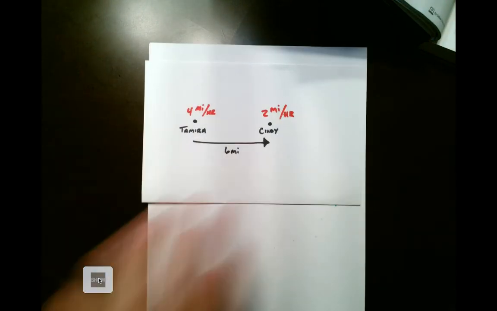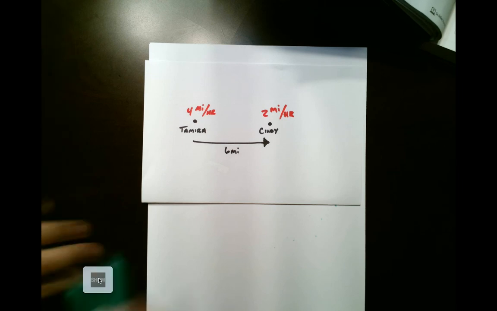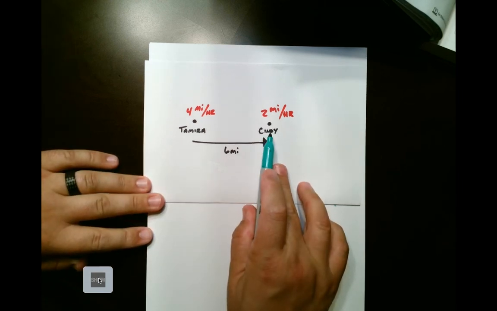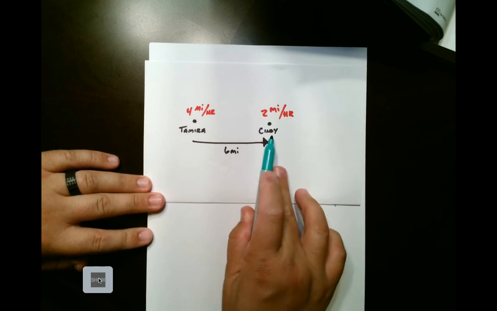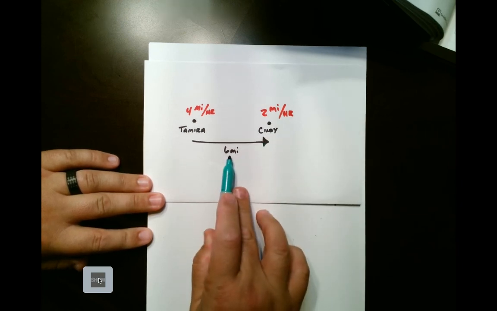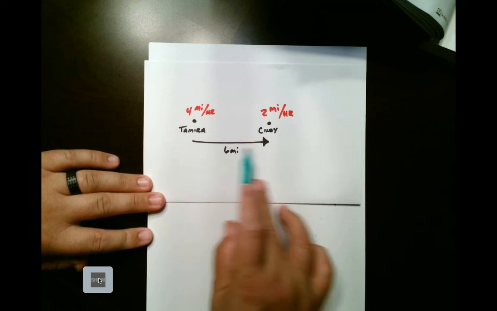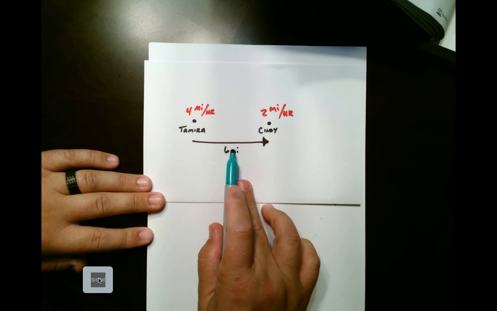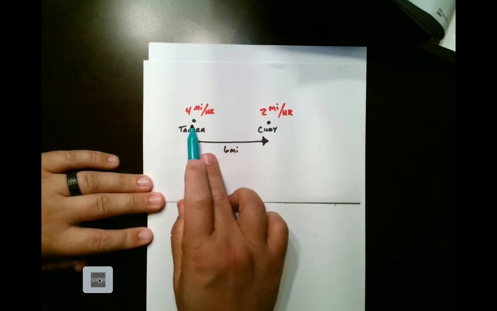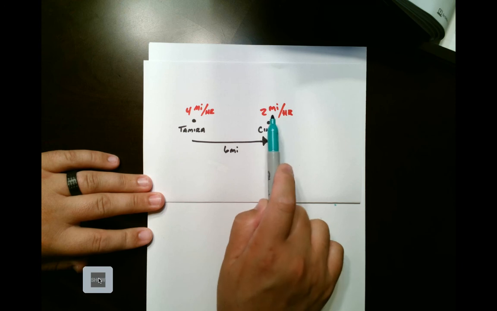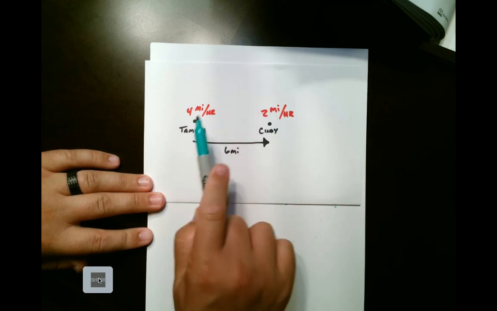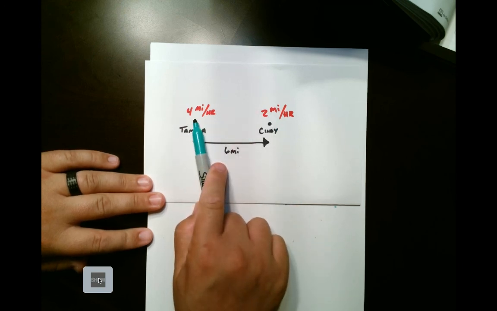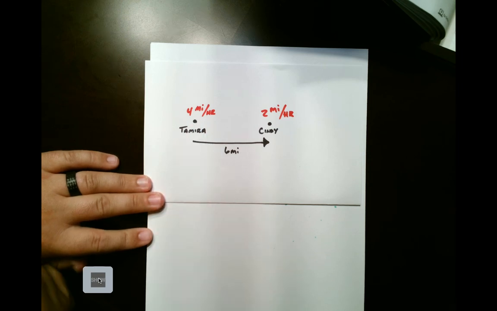I've just drawn a little bit of a picture. One of the first parts of it was that Cindy was 6 miles ahead of Tamara. I don't know why I have such a hard time saying that. So I just drew a little line showing that Cindy was 6 miles ahead of Tamara. The next piece of information it gave me was how fast they're both going. Cindy was going 2 miles per hour, Tamara was going 4 miles per hour. So that's all the information they gave us.